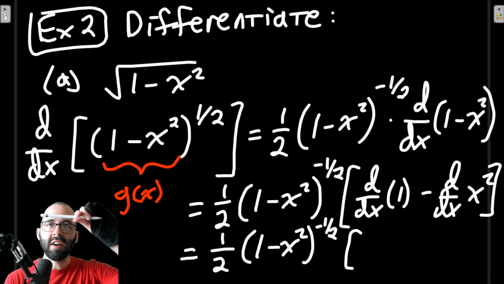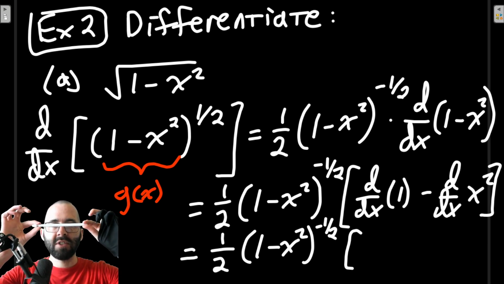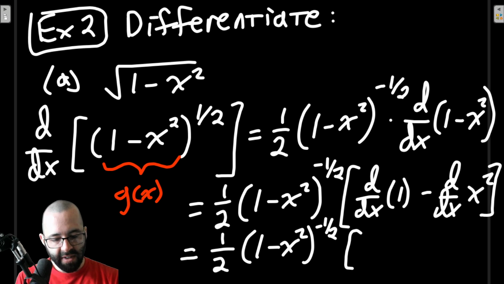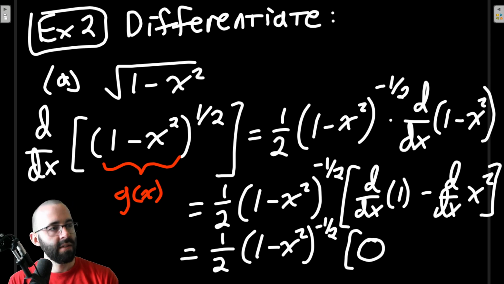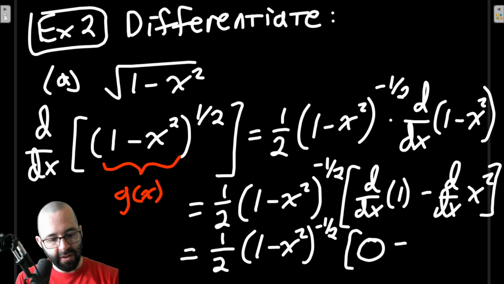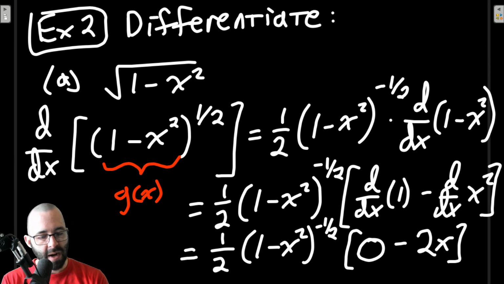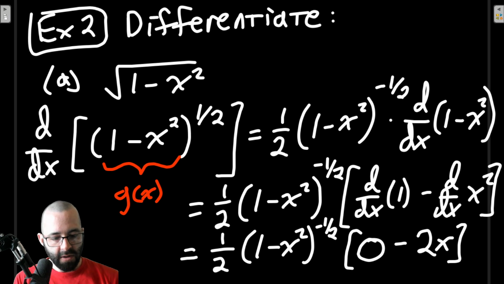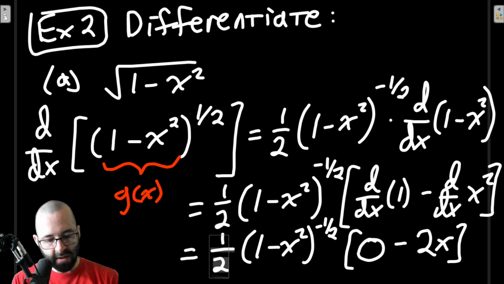The derivative of a constant, what is the slope of a constant function? It's flat. There's no slope. The derivative of this is just 0. All right. Minus the derivative of x squared. We're good with that by now. 2x. Use the power rule. So we're almost done. We just have to simplify a little bit.